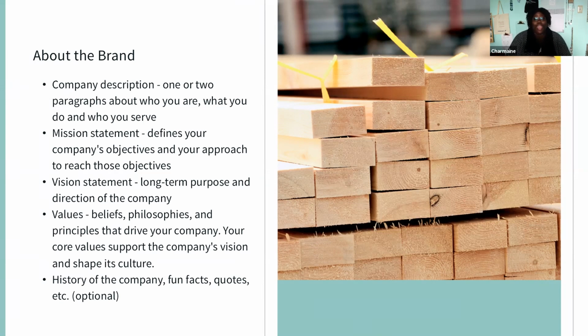You also want to include a mission statement if you don't have one already. If you do have a mission statement, it's likely something that you've put on your website, so you can repurpose that for your social media guidelines. Your mission statement defines your company's objective and your approach to reach those objectives, right? So it's the heart of what you're doing and why. Your vision statement is kind of like your long-term purpose and your long-term goals for your company, and that kind of shapes the overall direction and future of your company.